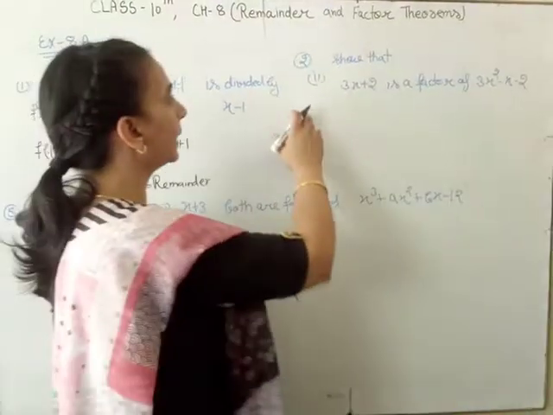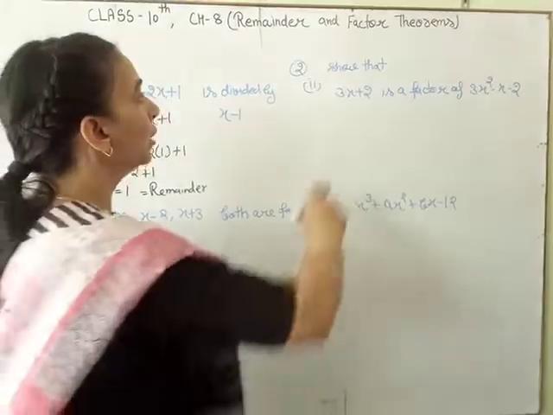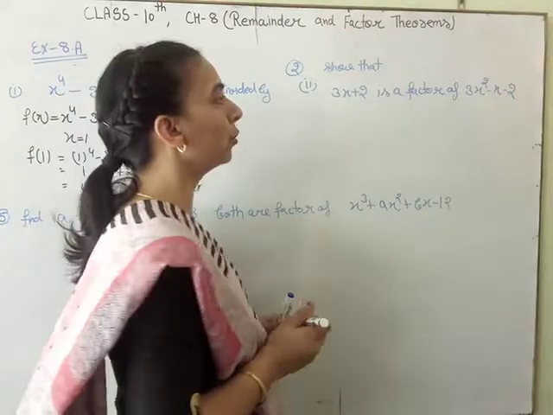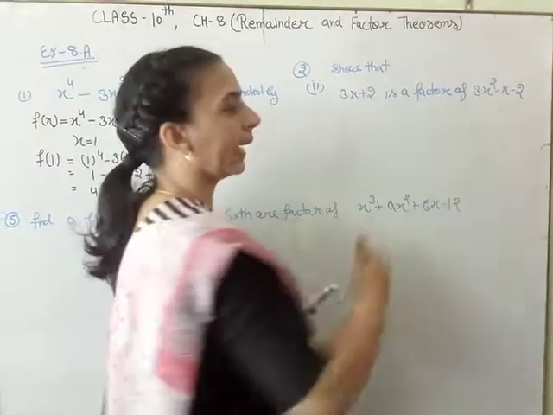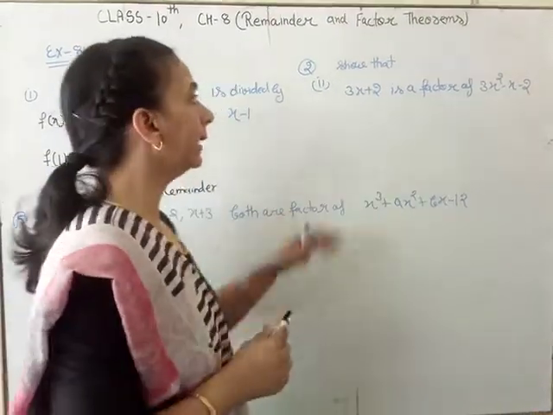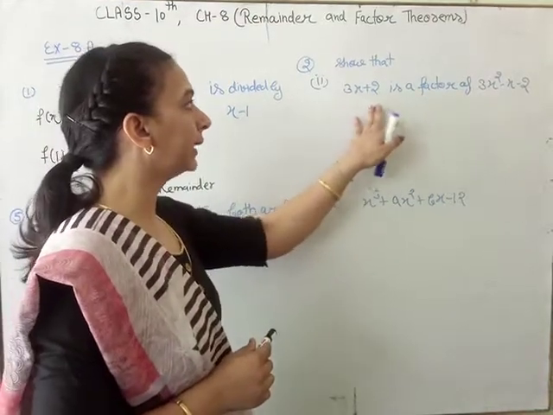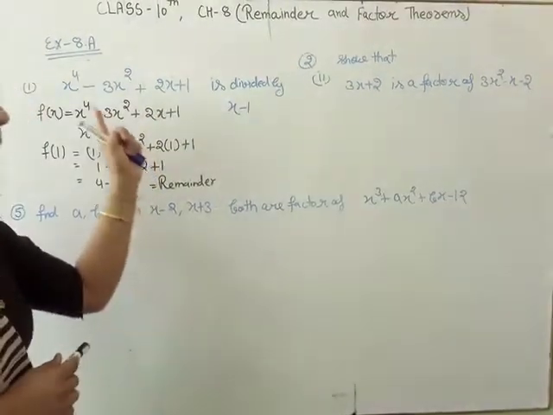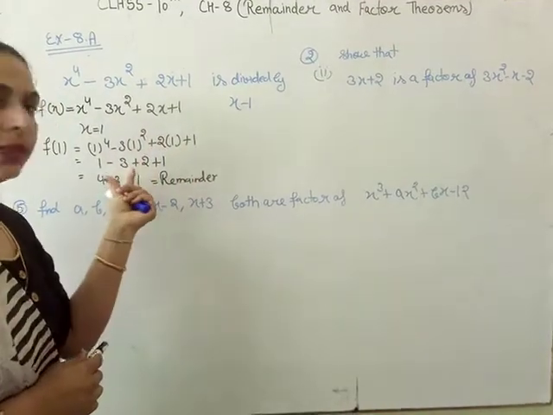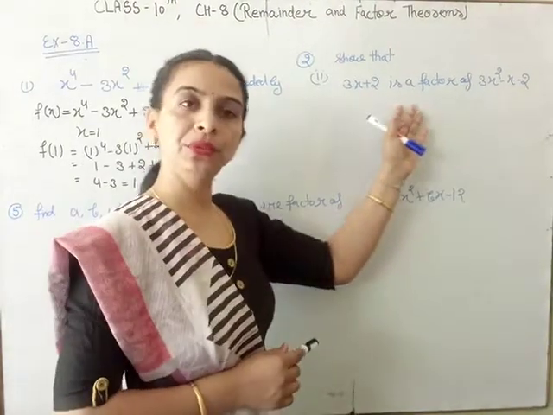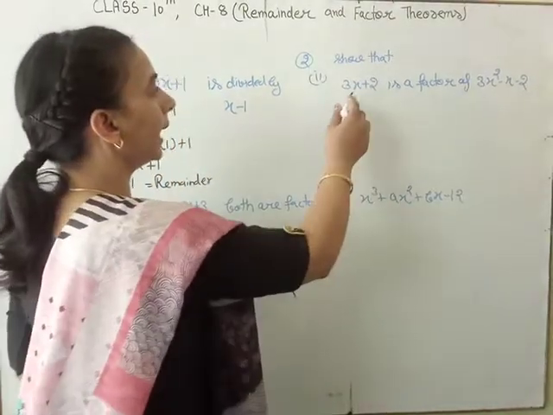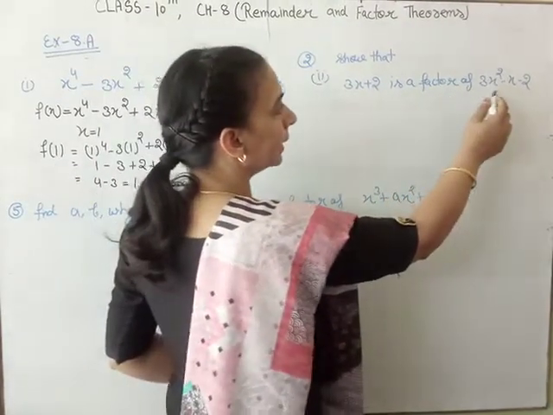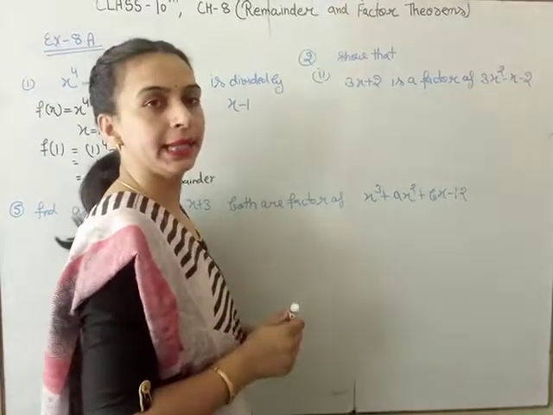Next, question number second, part number second. Show that 3x plus 2 is a factor of this expression. Student, in this question, we have to show that 3x plus 2 is a factor of the given expression. In this question, we find the remainder. Here we use the remainder theorem. Now here we use the factor theorem. If 3x plus 2 is a factor of this expression, then the remainder is 0.